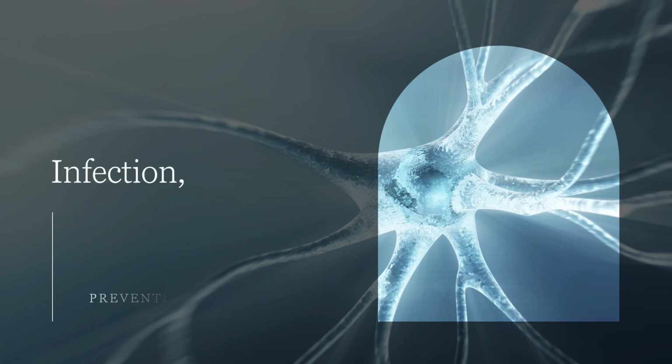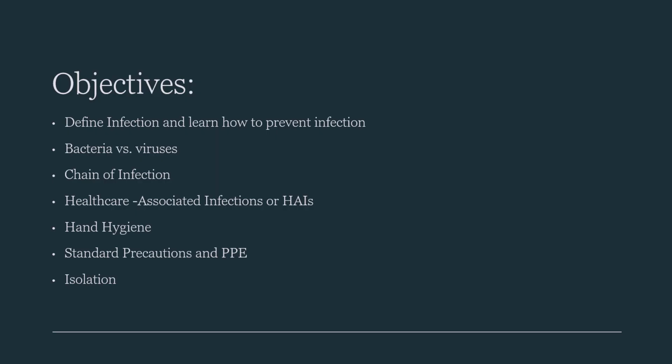We're going to be talking about infection today, prevention of infection, and infection control. We want to define infection and learn how to prevent things like infections from happening, bacteria versus viruses, the chain of infection. We're going to talk about healthcare acquired infections or healthcare associated infections, hand hygiene, standard precautions and PPE, and isolation.